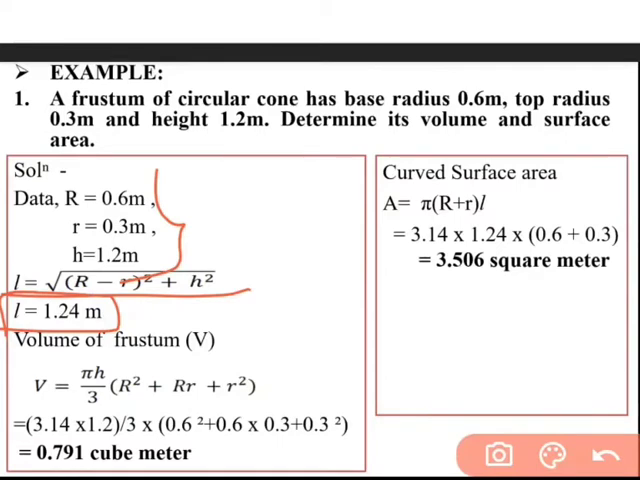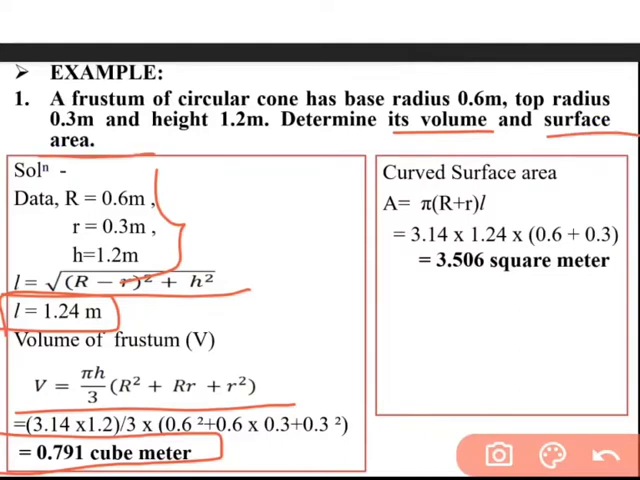Now first find out the volume. So the equation of the volume of a frustum of a cone, put the values in the equation, so we get the answer: volume of frustum of cone is 0.791 meter cube.